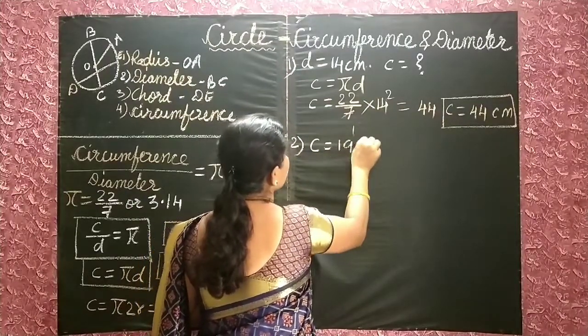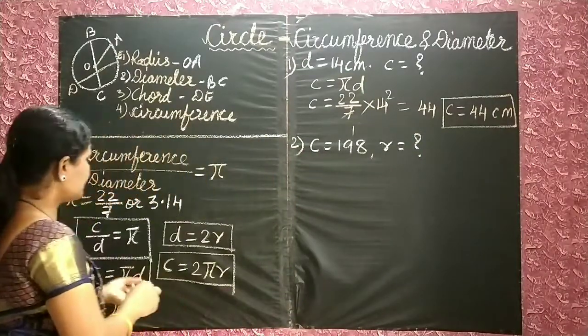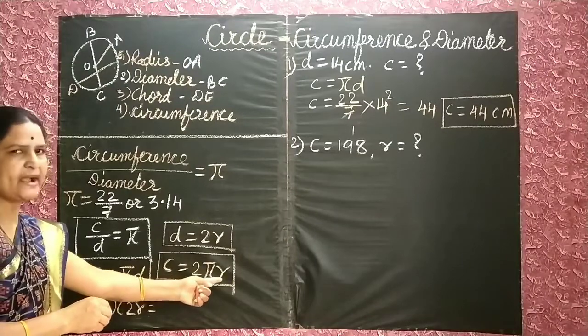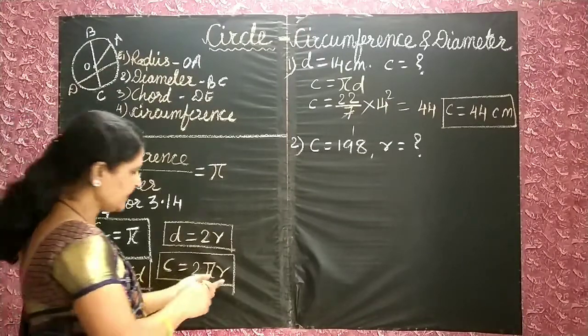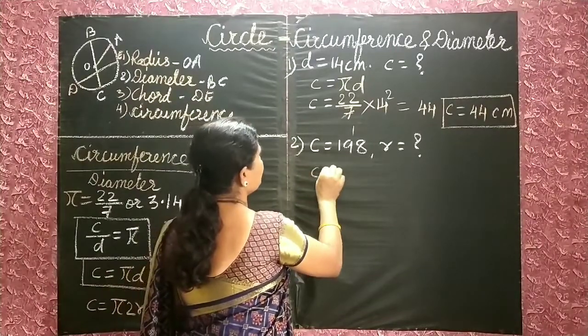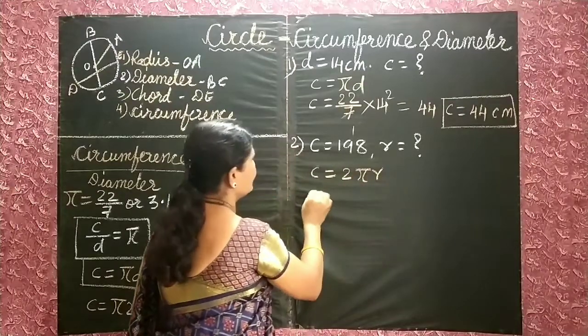Circumference is given and they ask us to find out the radius. Now which formula will we take? The circumference is equal to 2 pi r. We have to find the radius, correct? So write down the formula: circumference is equal to 2 pi r.